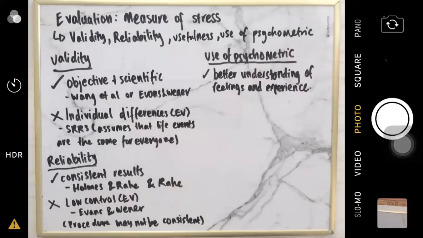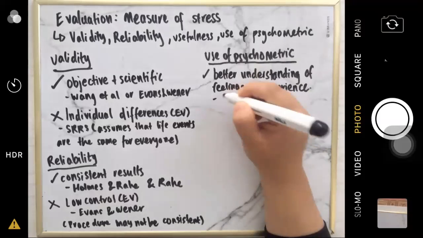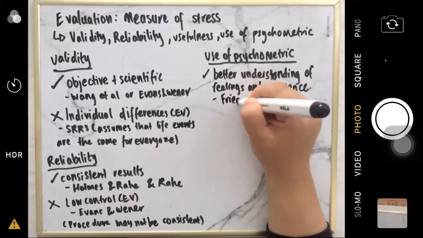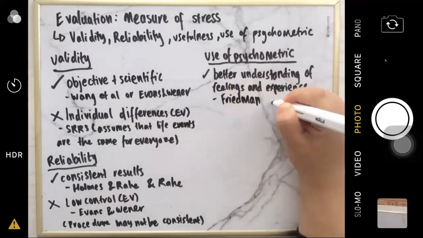Okay, so with this one, we are able to better understand their feelings or their personality. Friedman and Rosenman.